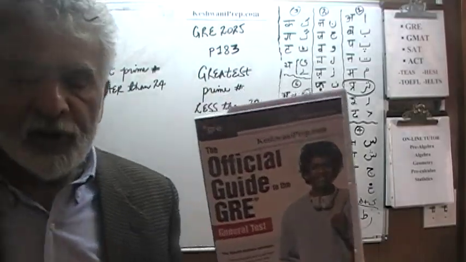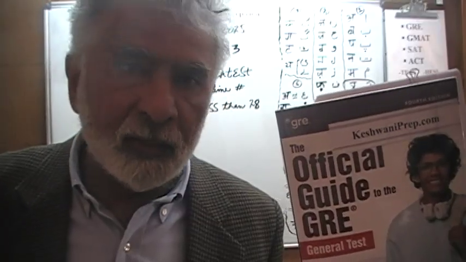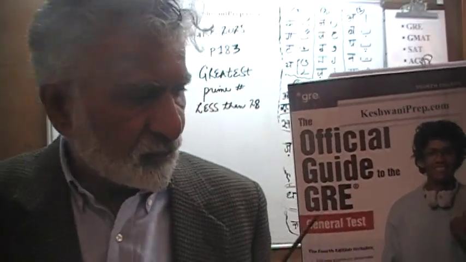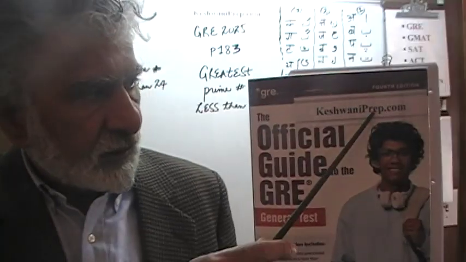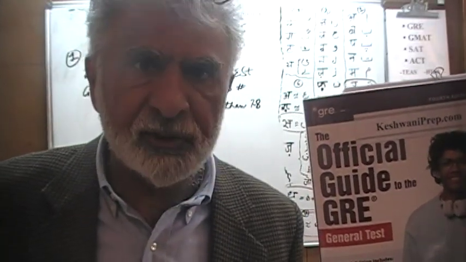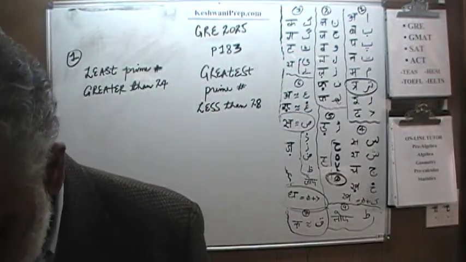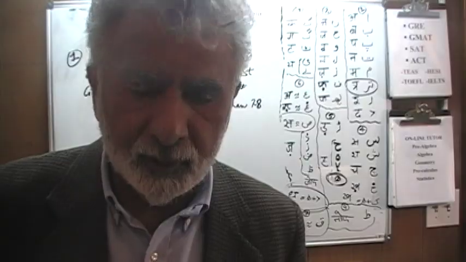We are here because we want to prepare for GRE. We have been solving GRE math problems out of this book here, the GRE Official Guide, 4th edition. If you do not own this book already, purchase it immediately. You're going to need it. Always make sure that this book is in front of you when we are working together.